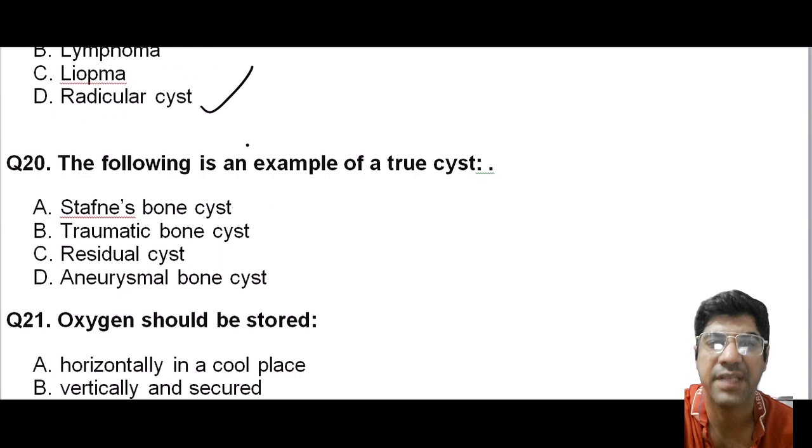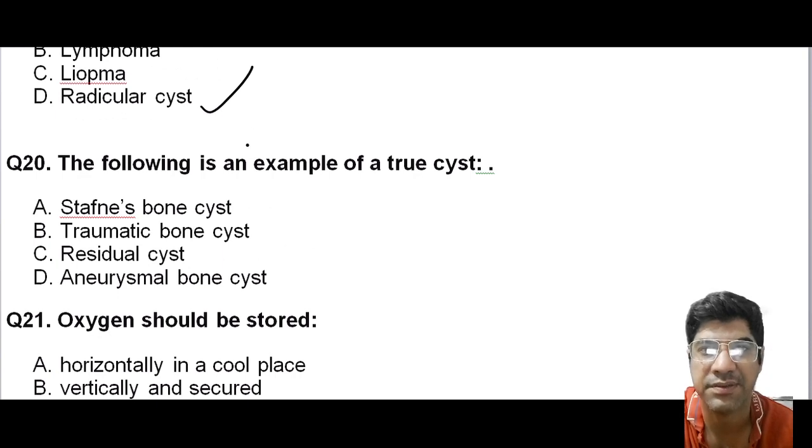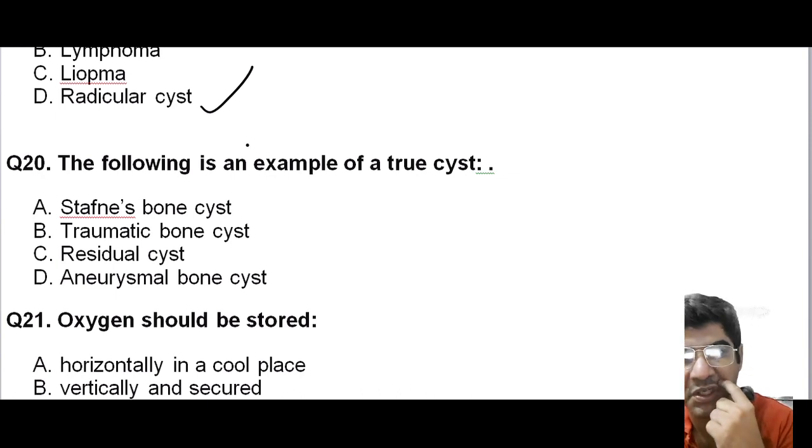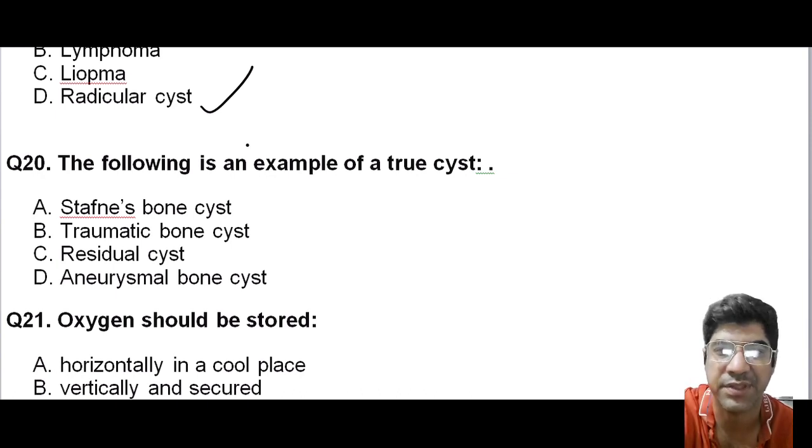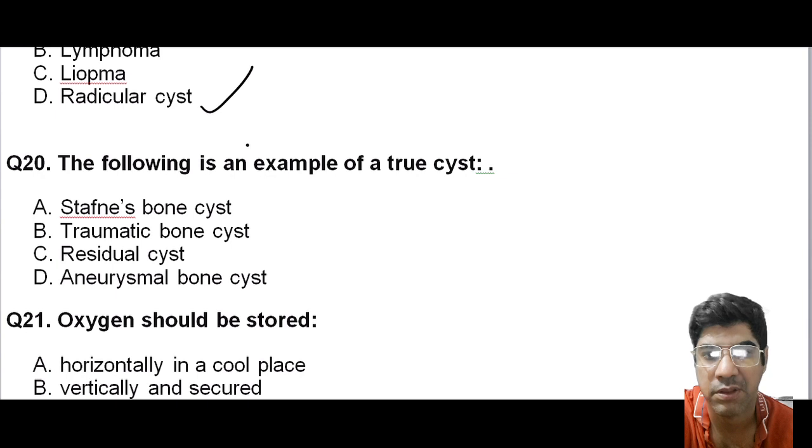Which of the following is an example of a true cyst? The answer is residual cyst. A true cyst is defined as a pathological cavity that is lined by epithelium. The Stafne cyst is not a true cyst, it is a pseudocyst. The traumatic bone cyst is also often classed with pseudocysts.